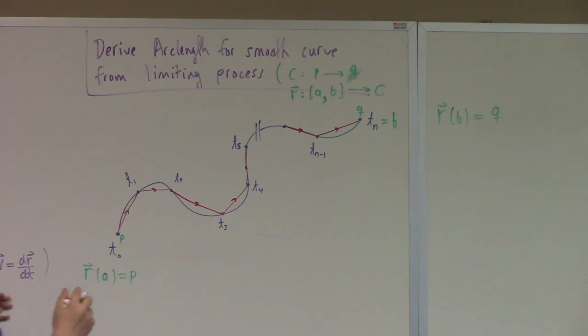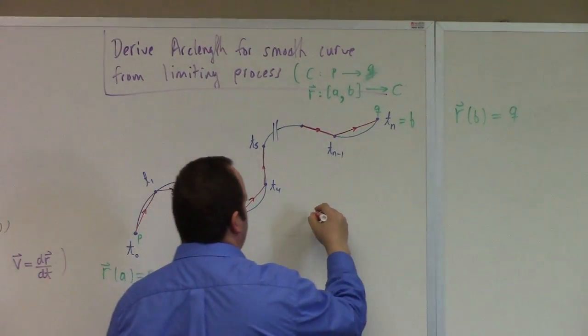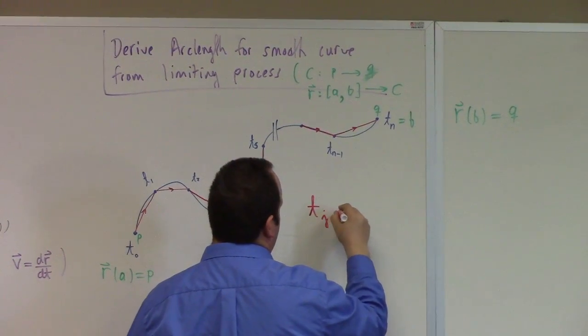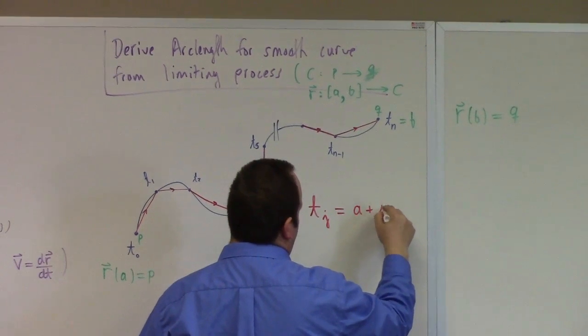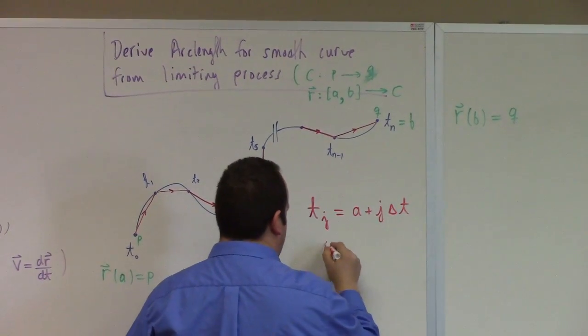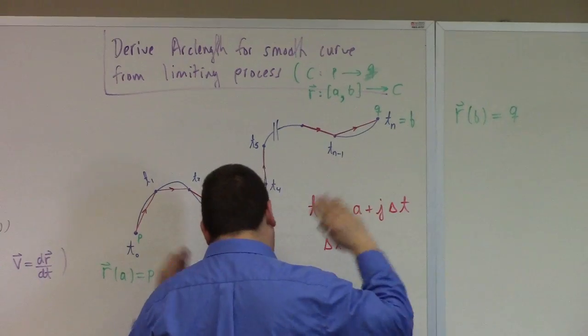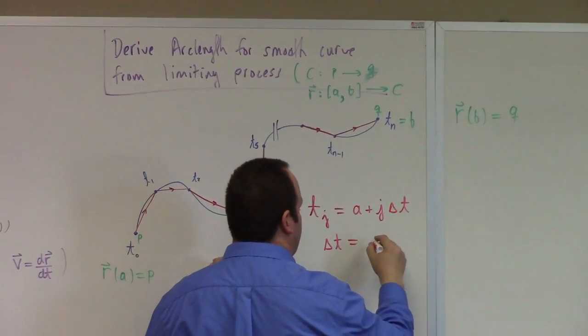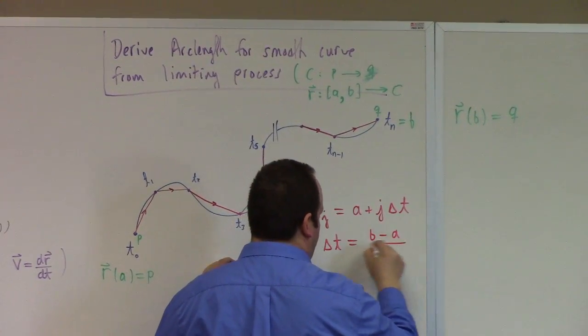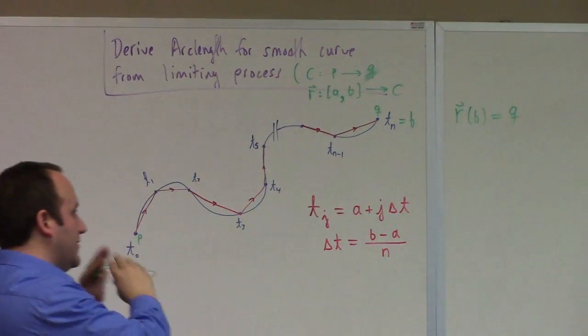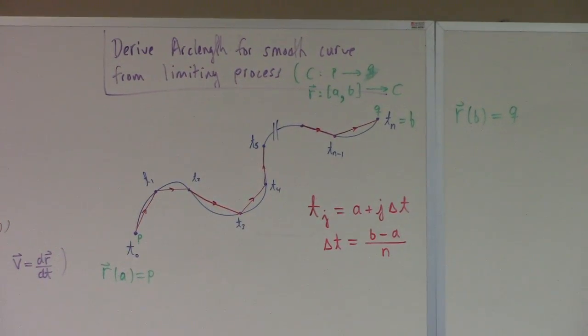Okay, so you can see, the t sub j would be equal to a plus j times delta t, right? Where the change in time is, I'm taking equal time increments. So the time increments would be b minus a over n, right? The number. So t1 is a plus delta t.